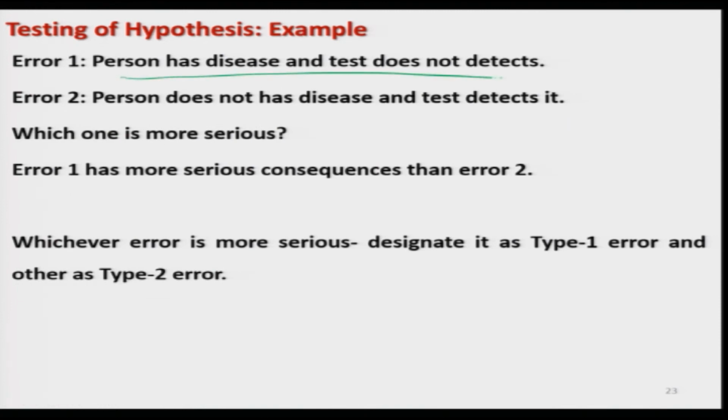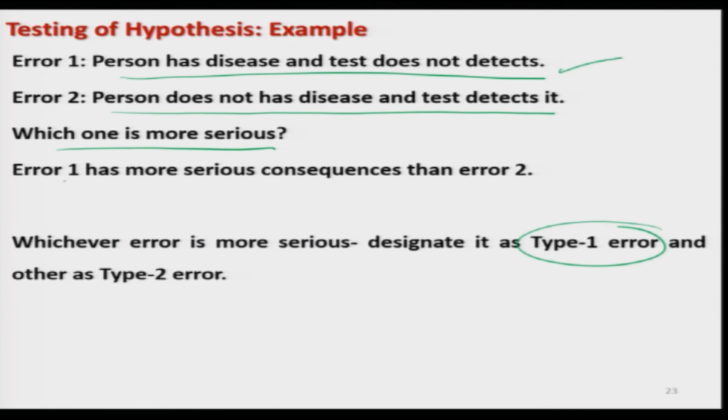Say the person has disease and the test does not detect it, and the person does not have disease and the test detects it. Now, we try to find out between the 2 which one is more serious, and whichever is more serious is called type 1 error, right. So, in this case error 1 is more serious than error 2 in terms of the consequences. So, we are calling this error 1 as type 1 error and this error 2 as type 2 error. This is how we define and designate type 1 error and type 2 error.